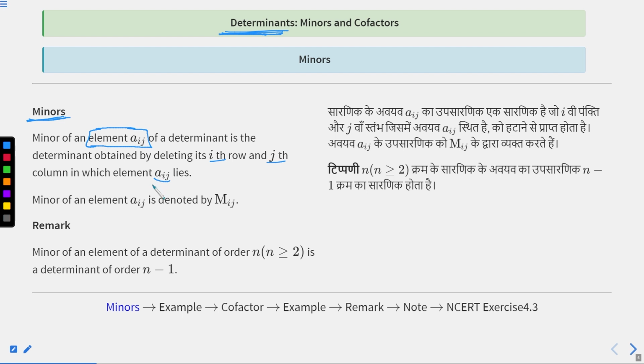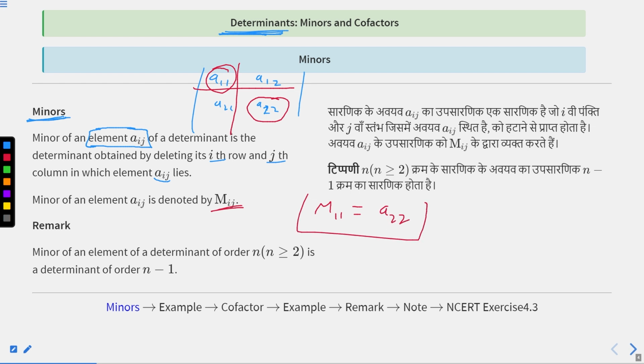What does this mean? Quite simple. Suppose your matrix is A11, A12, A21, A22, a 2 cross 2 matrix. If you have to evaluate a minor for an element, you name it Mij. So for M11, just eliminate this column and this row. What you are left with is this, and the determinant of a 1 cross 1 matrix is its entry. So this is what we call minor M11.